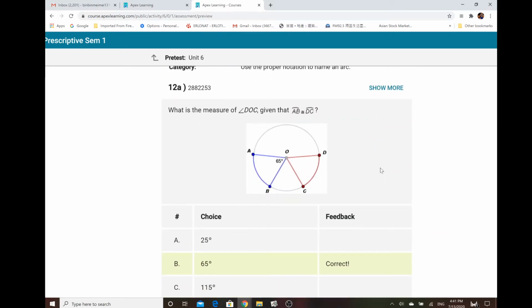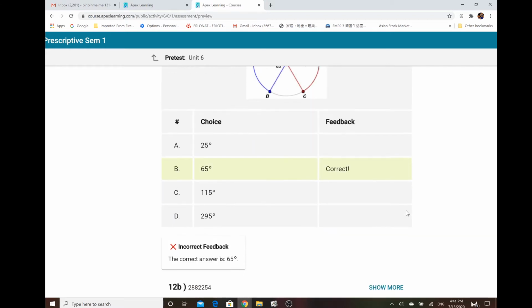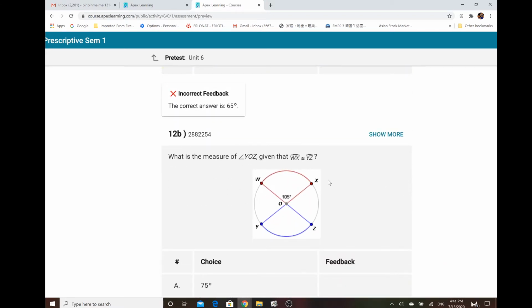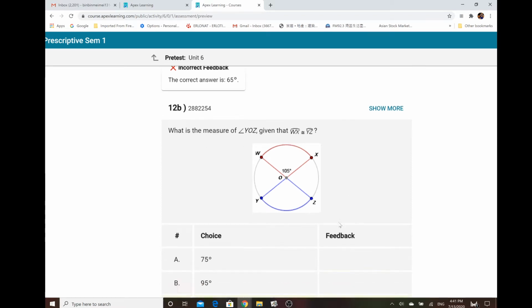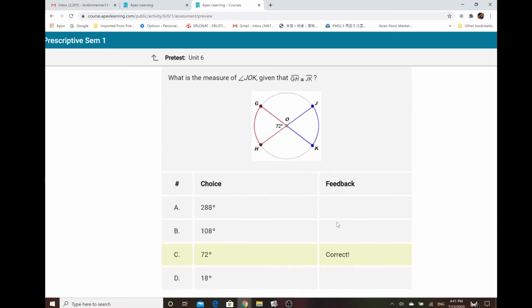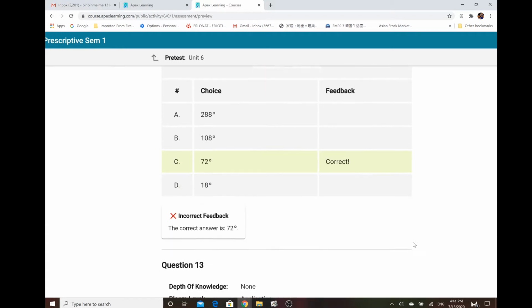So what's the measure of angle DOC? DOC is the same as angle AOB, since we do know those two arcs are congruent, so the central angles have to be congruent as well. So 65 degrees. Since we do know that arc WX is the same as arc YZ, 105, the central angle is the same as the measure of the arc. So this one is also 105. And 72, the other one is also 72, it's quite straightforward.